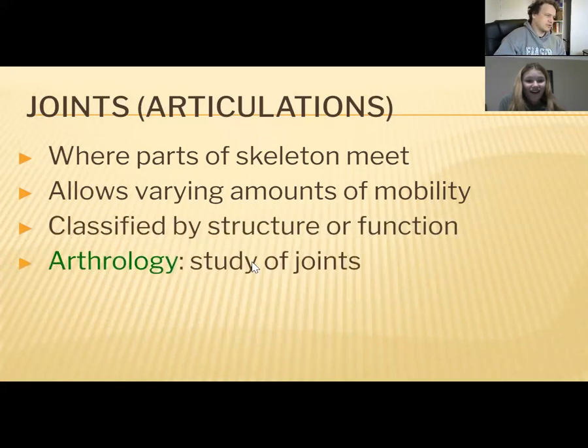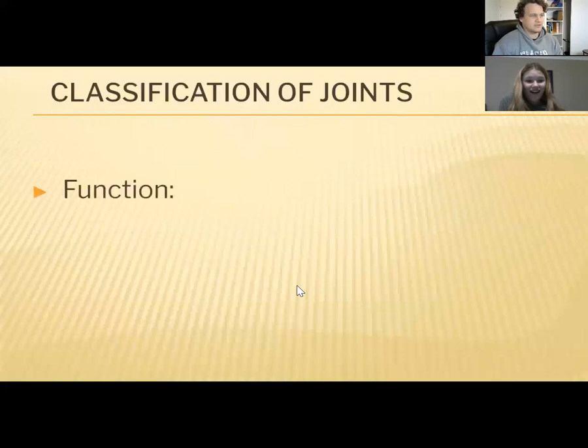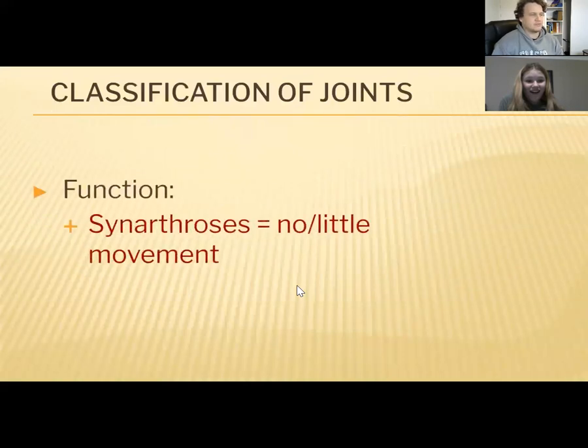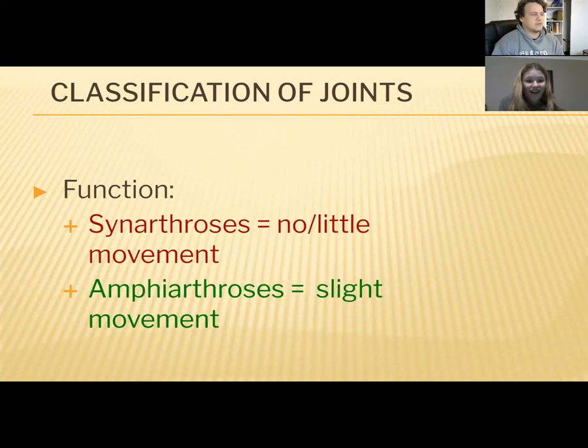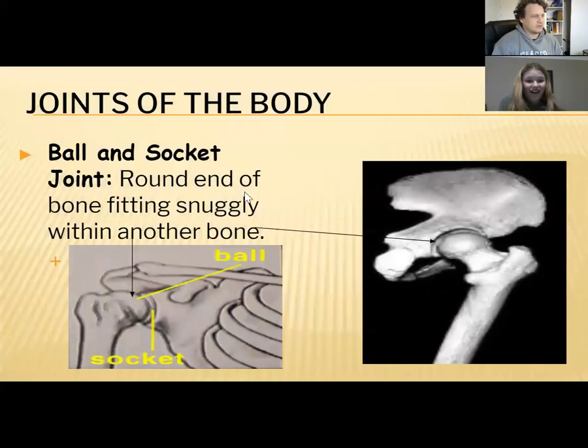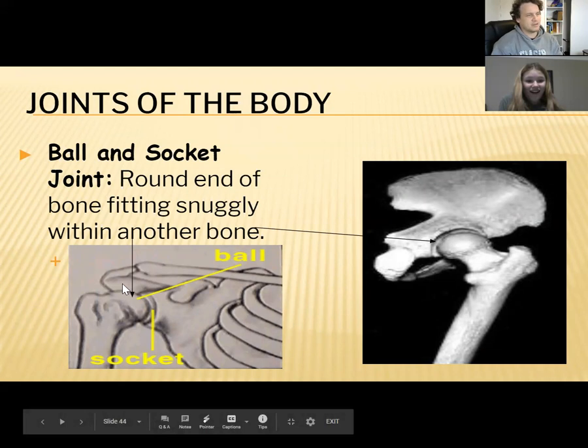We classify them by their structure. Arthritis is inflammation of the joints, so arthrology is the study of them. Little or no movement, slight movement, and lots of movement. So ball and socket is like your hip and your shoulder.